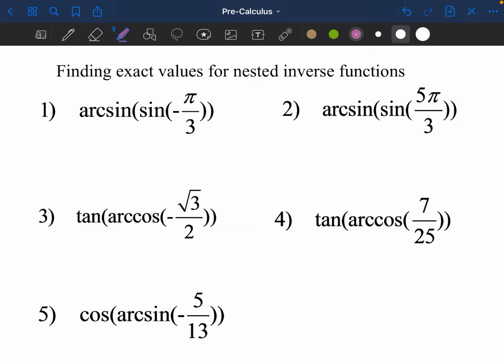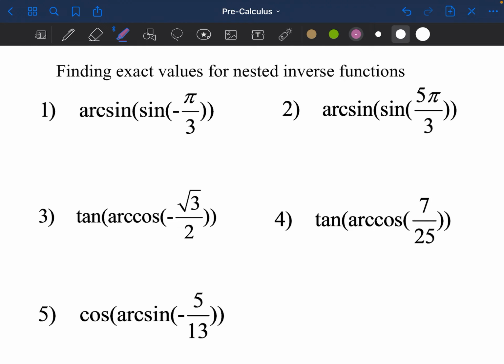Let's find the exact values for nested inverse functions. So nested inverse function just means that I have a trig function inside an inverse trig function, or vice versa, and we just need to go through and evaluate. So when we're doing these, always start from the inside.